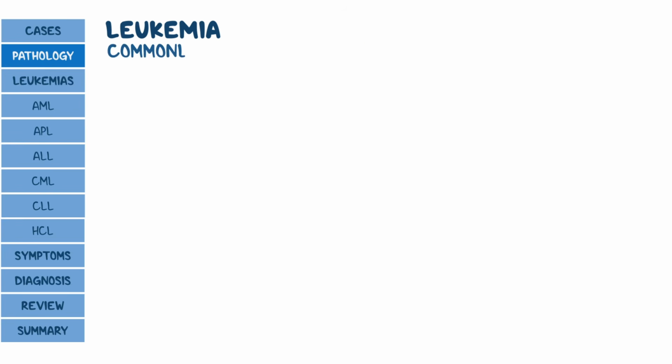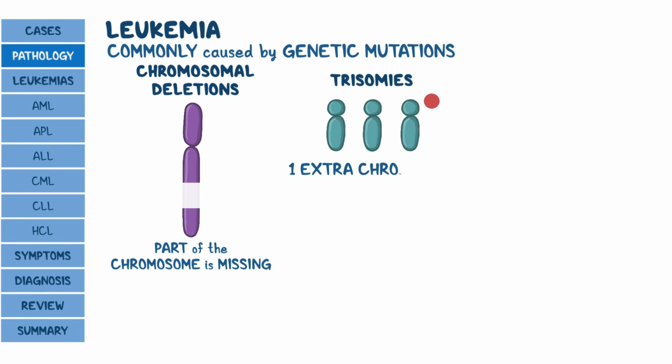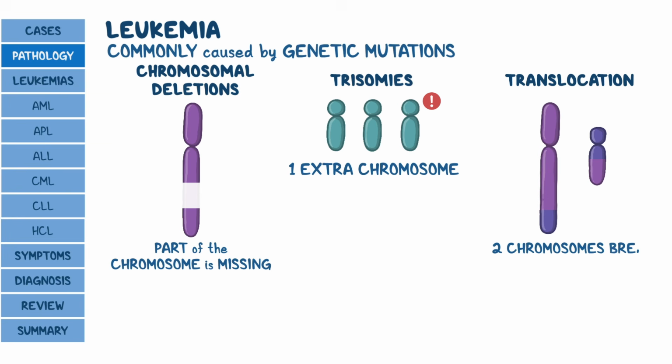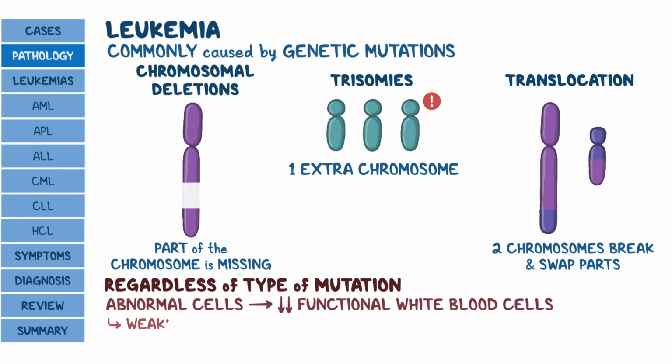Leukemias are most commonly caused by genetic mutations. These mutations can be chromosomal deletions, where part of a chromosome is missing, trisomies, where there is one extra chromosome, and translocations, where 2 chromosomes break and swap parts with one another. Regardless of the type of mutation, these abnormal cells can lead to decreased levels of functional white blood cells, which weakens the immune system and results in increased susceptibility to infections.